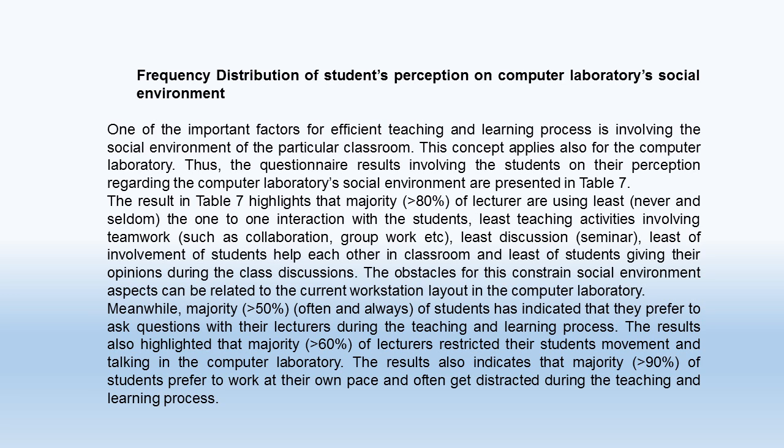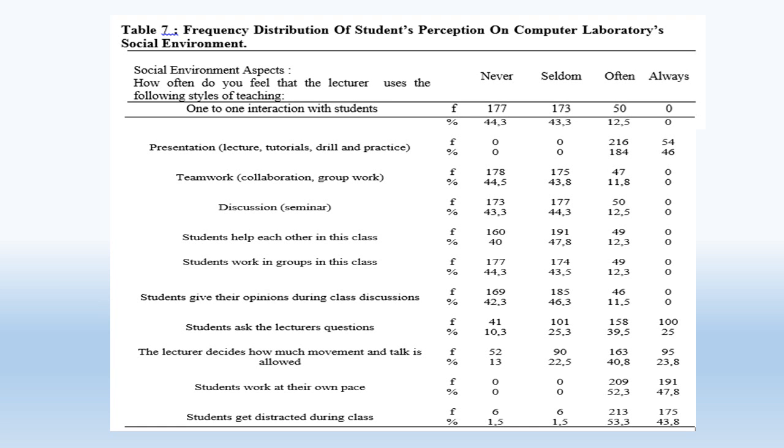The result in Table 7 highlights that the majority, over 80%, indicate that lecturers least use one-to-one interaction with students, and teaching activities involving teamwork such as collaboration and groups; there is little discussion, little involvement of students helping each other in the classroom, and few students giving their opinion during class discussion. The obstacle for this constrained social environment can be related to the current workstation layout in the computer laboratory. So this is Table 7, frequency distribution of student perception on computer laboratory social environment.